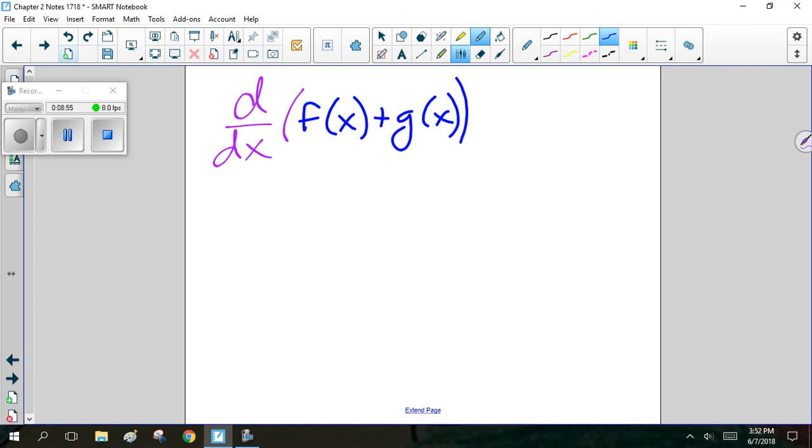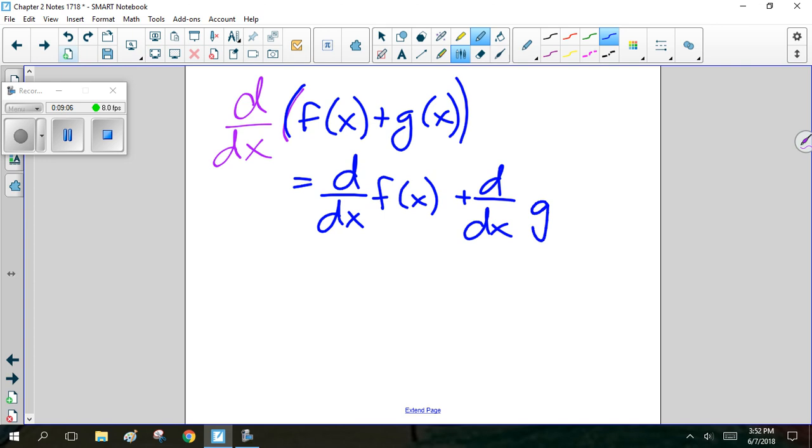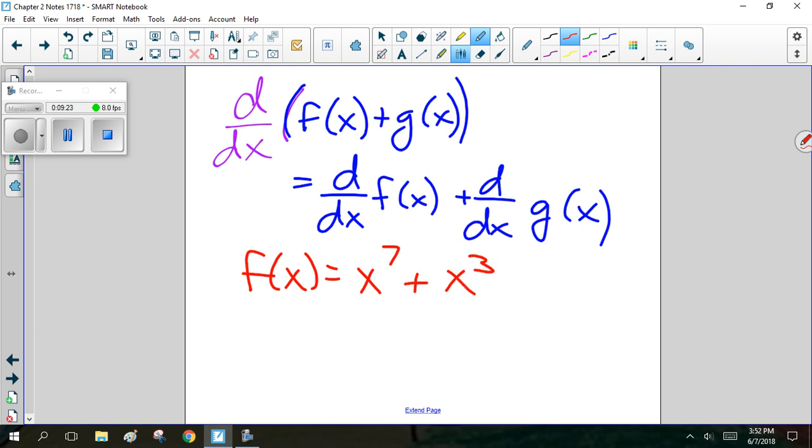Okay, so I want to find the derivative of f of x plus g of x. It turns out this is the same as the derivative with respect to x of f of x plus the derivative with respect to x of g of x. For example, suppose f of x is, how about x to the 7th, plus x cubed. All right?